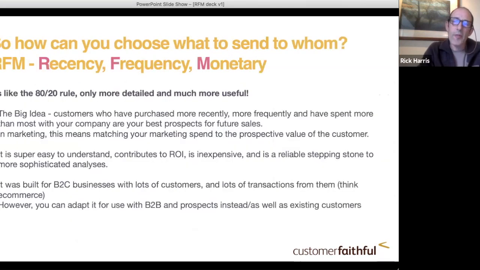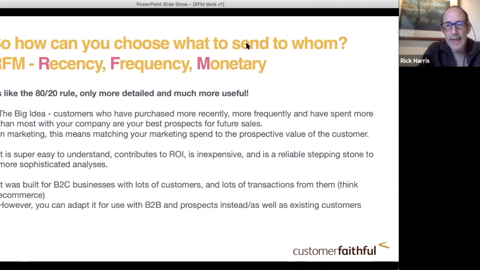So the focus of today is going to be, how can you do better at what you choose and who you send it to? That's the goal of today. And I'm going to show you a tool called RFM, as it's known. It stands for recency, frequency, and monetary.